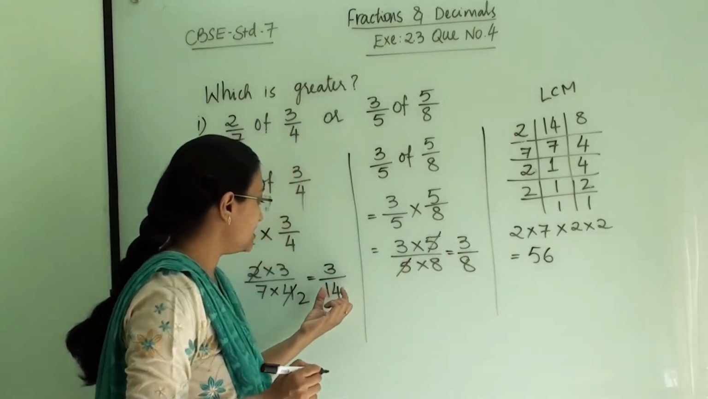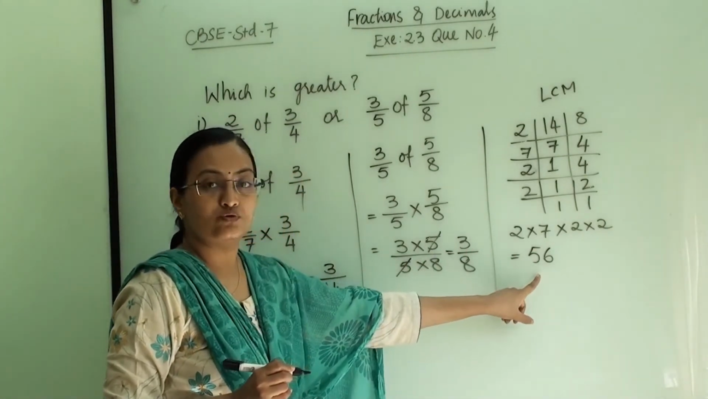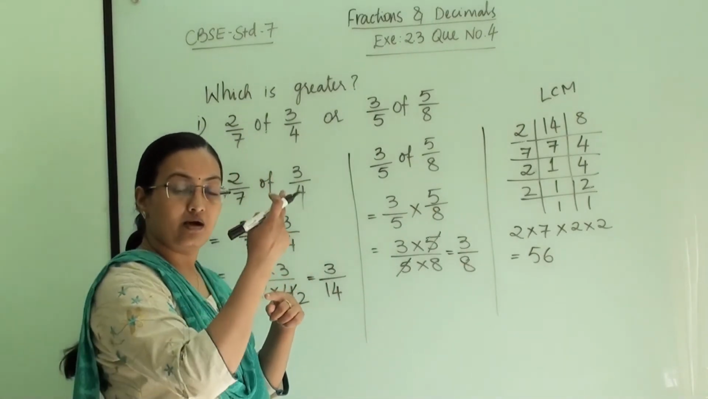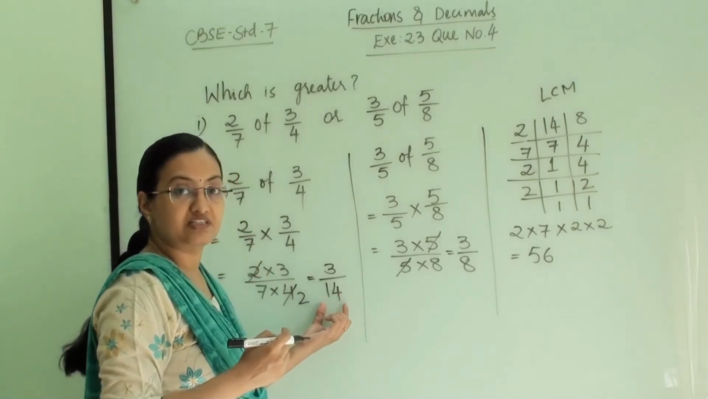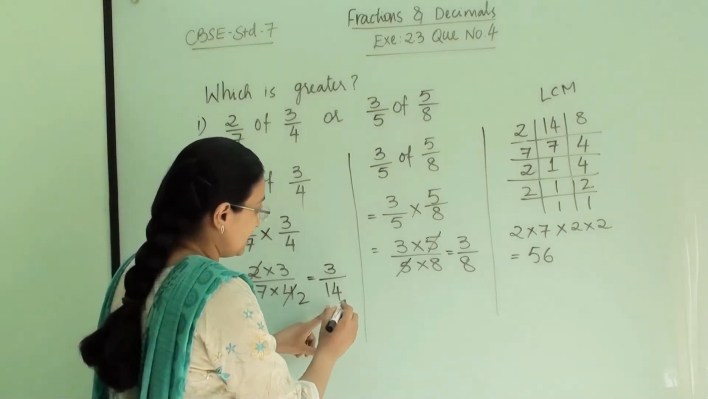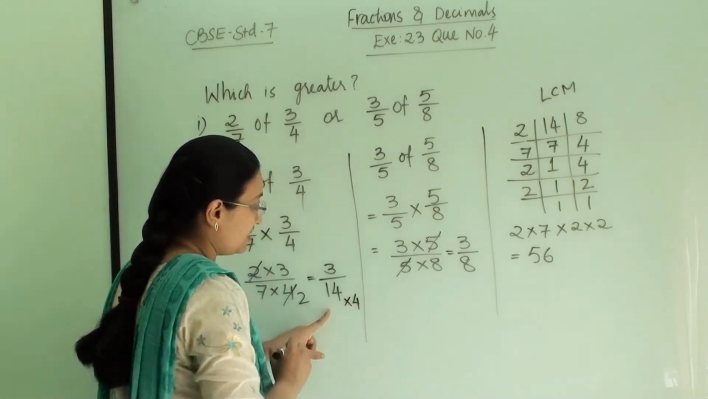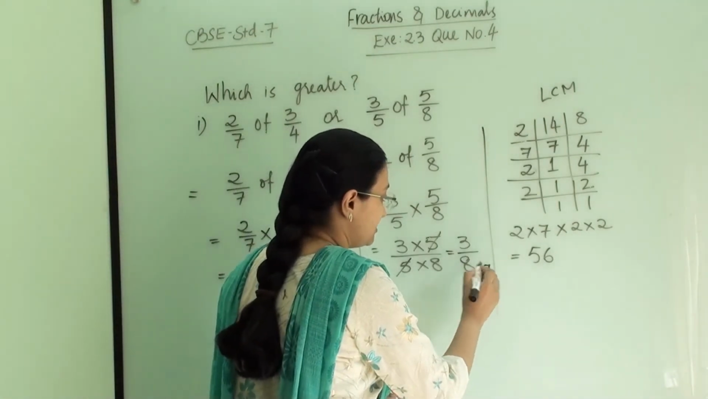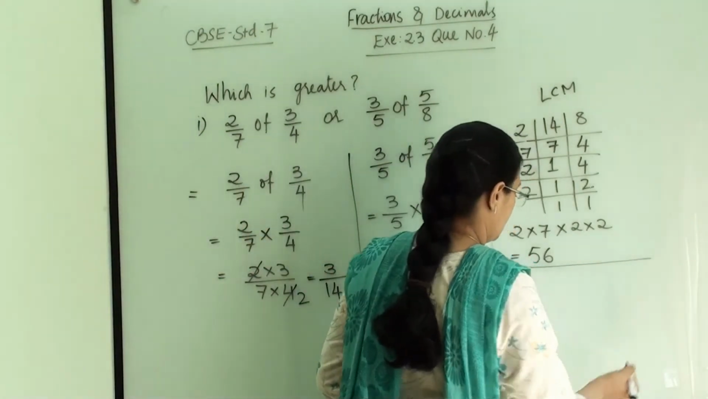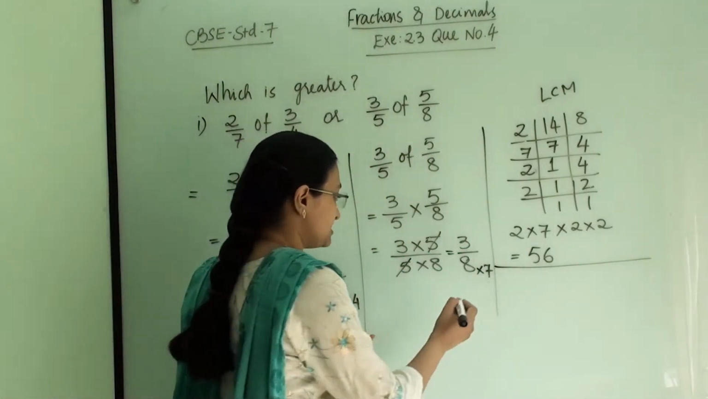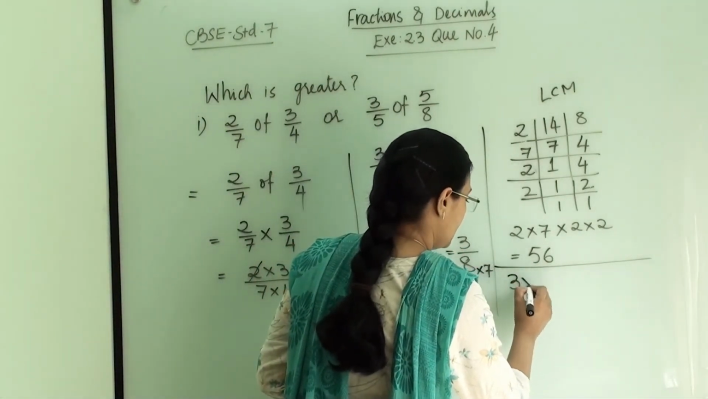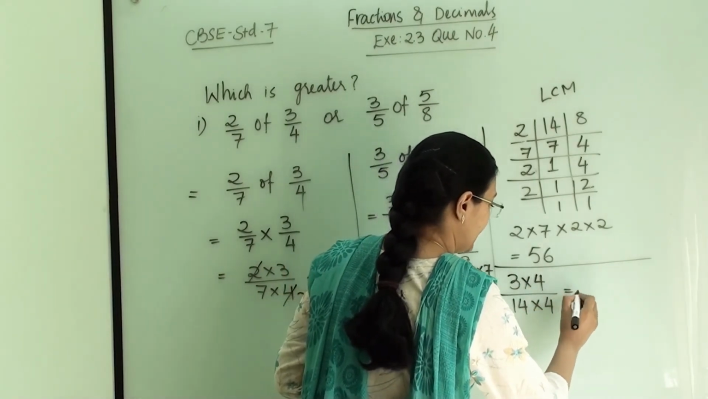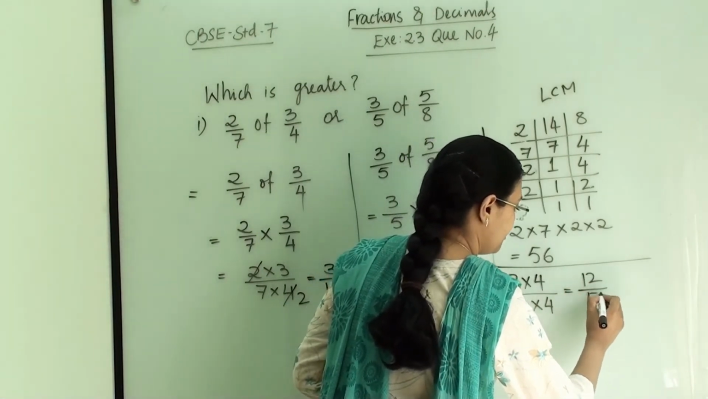Now we have to convert both the denominators to 56. So let us check what multiple we will multiply above and below so that we can make the denominator 56. So 14 fours are 56, and here 8 into 7, we will get 56. So let us convert both these terms. So the first term is 3 into 4 divided by 14 into 4. So we will get here 12 divided by 56.